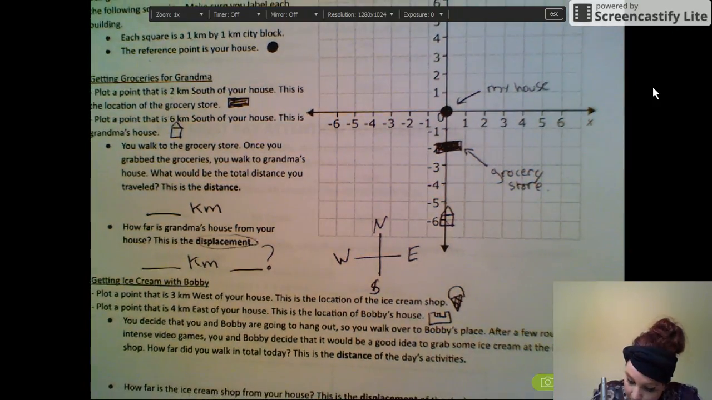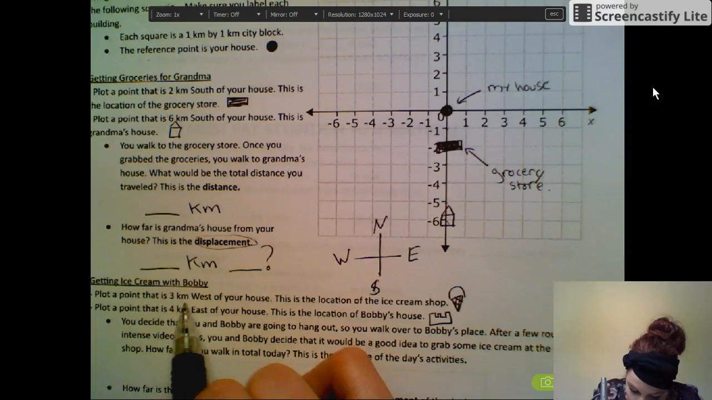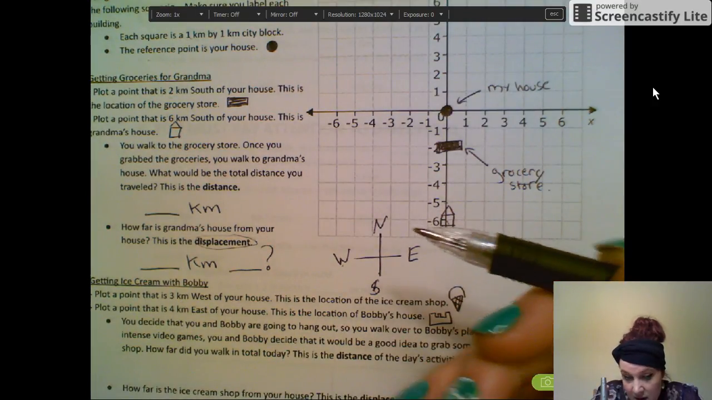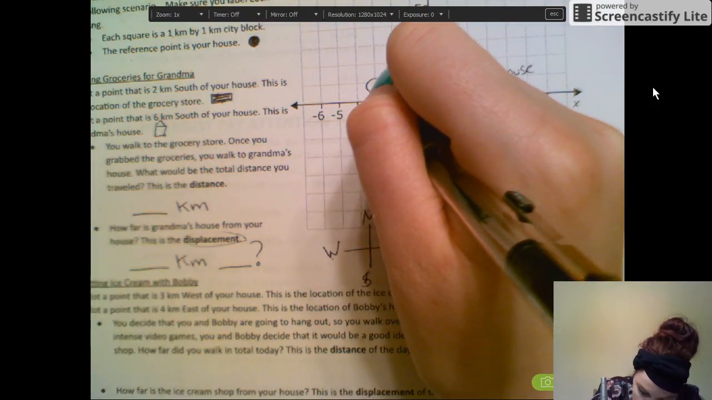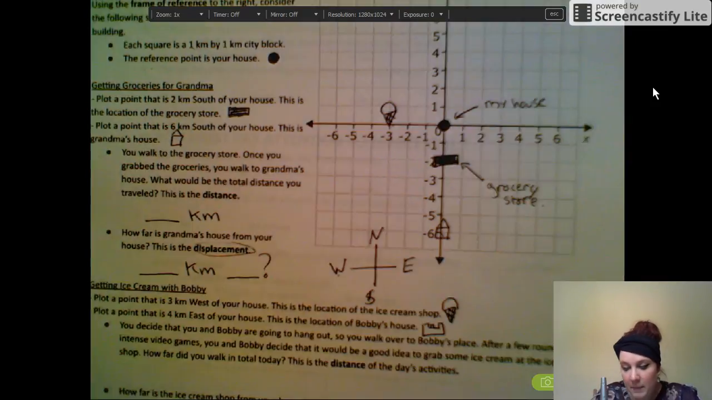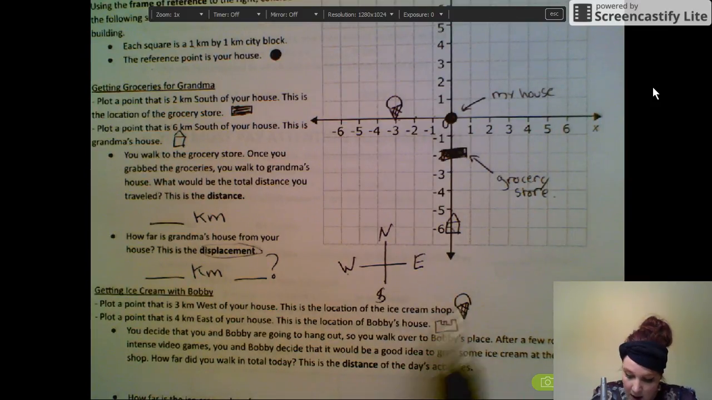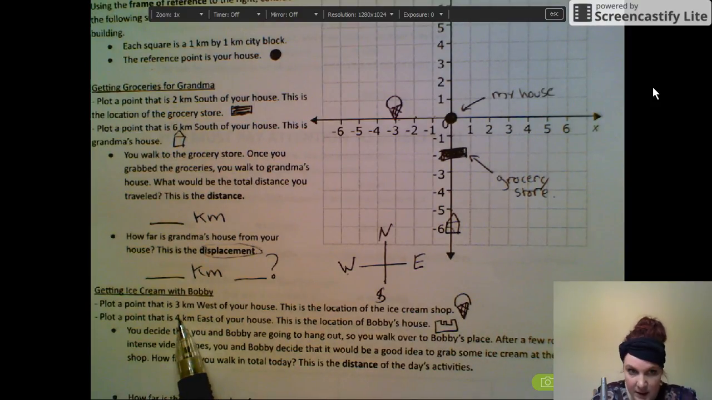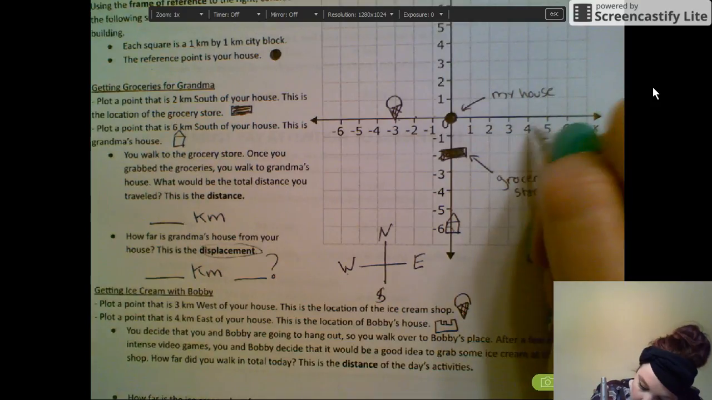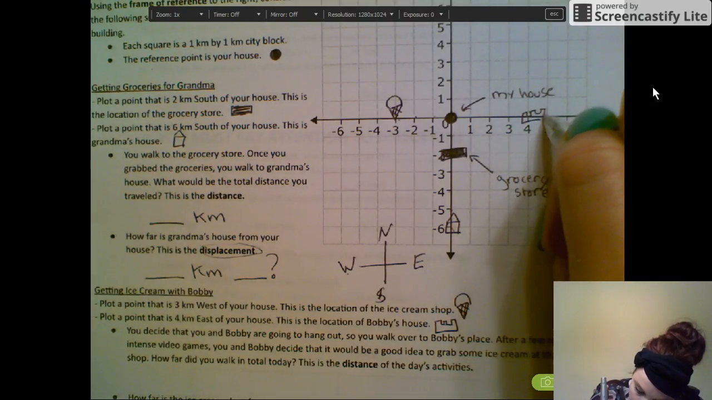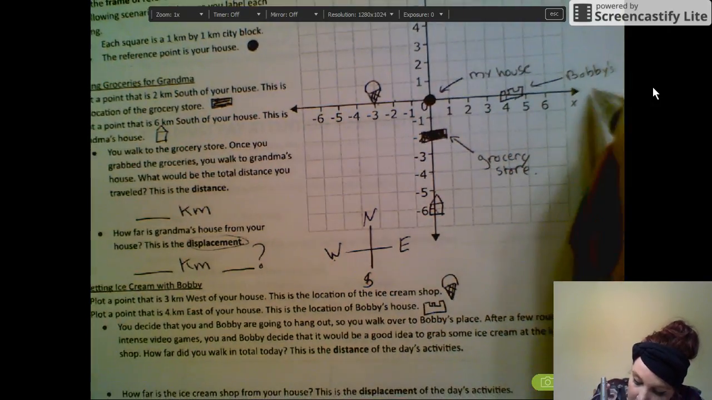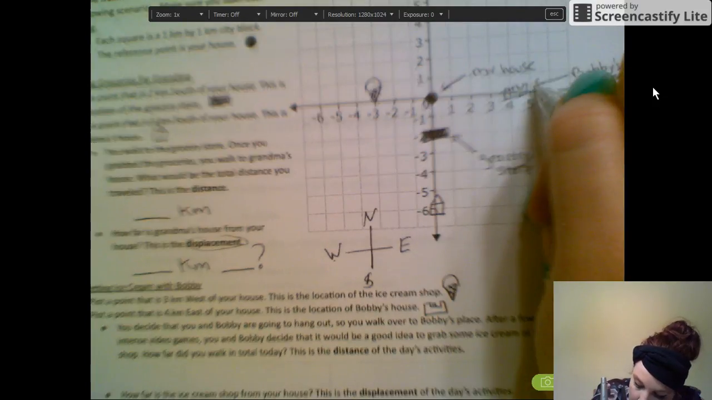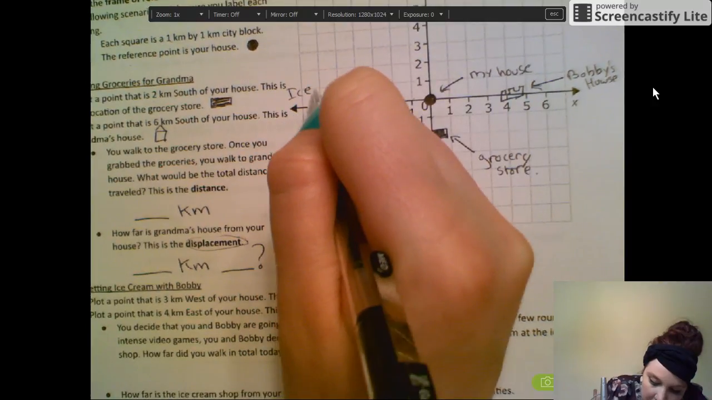All right, so if we go over here, we want this 3 kilometers west. So west is to this side of our frame of reference. So 1, 2, 3. That's where I'm going to draw my ice cream shop. Sorry, I apologize. It keeps blurring out. And then over here, we have our castle, which will be Bobby's house, and that's 4 kilometers east. So 1, 2, 3, 4. So I'm going to draw Bobby's house right here. Now that we've plotted these two, I'm going to label them too. Bobby's house. And then right here we have our ice cream shop.